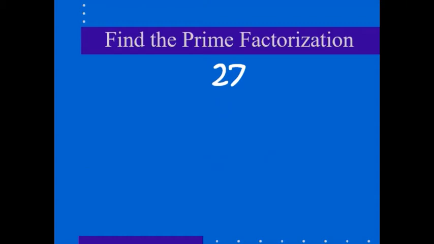This time we've got 27. What prime number can we divide 27 by? Can we use 2? No, it's an odd number. Can we use 3? Yeah. So that would be 3 multiplied by 9. 3 multiplied by 9 is 27. These are both factors.